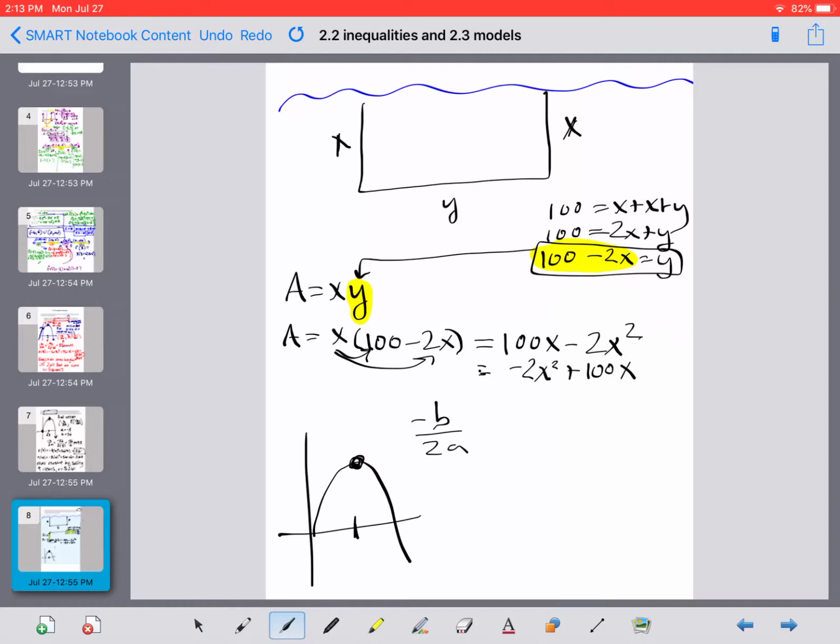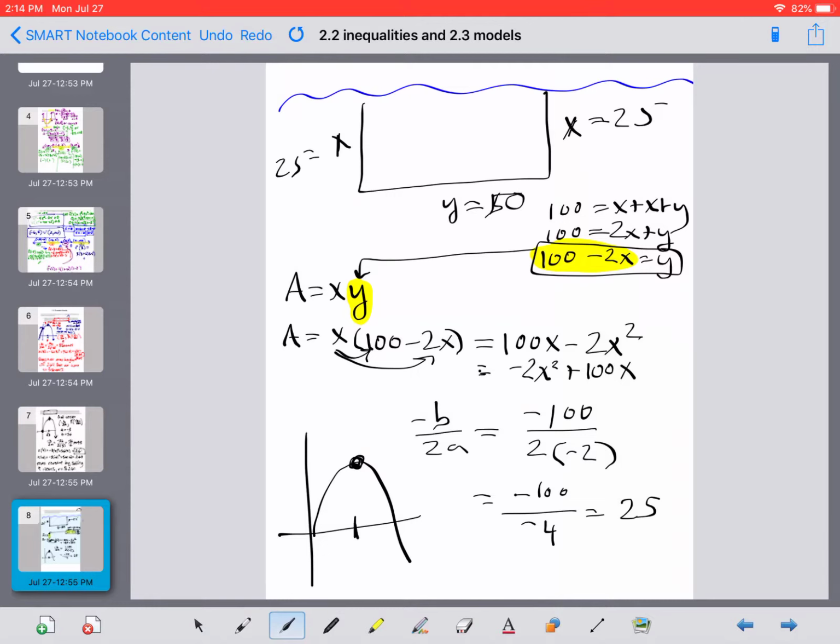So I'm going to use the formula negative b over 2a. That's going to be negative 100 over 2 times negative 2, right? Because b is the coefficient on the x term and a is the coefficient on the x squared term. This is negative 100 over negative 4, which is 25. All right, what this means is that your area will be maximized when x is equal to 25, and we know that there's a total of 100 feet of fencing, so that means that this third side would have to be 50 feet long, and in that case the area would be 25 times 50.